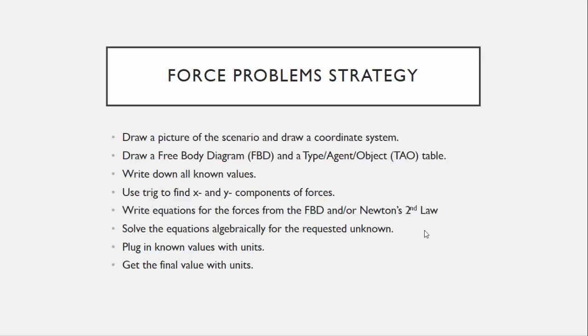We are going to do the standard force problem strategy. We're going to draw a picture. We're going to have a free body diagram and a type agent object table. We're going to write down all our known values. We're going to find the x and y components of any forces that aren't on the x and y axes. We're going to write down equations from the forces, either from the free body diagram or Newton's second law. We're going to solve equations algebraically, plug in our known values with units, and then get the final value with units. So let's do this for the case of our penguin.